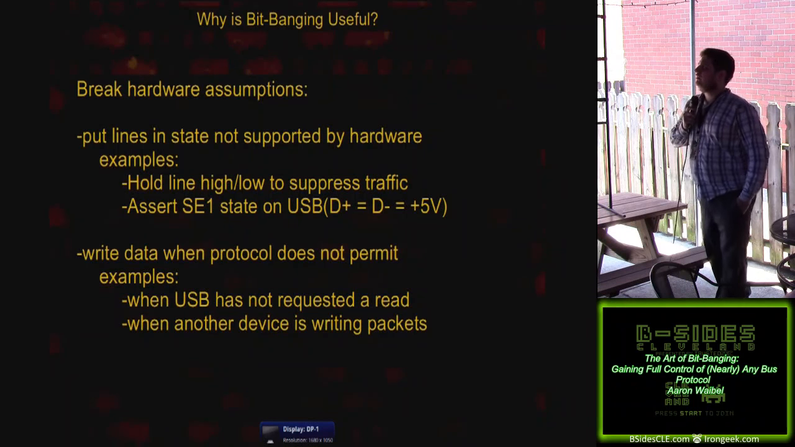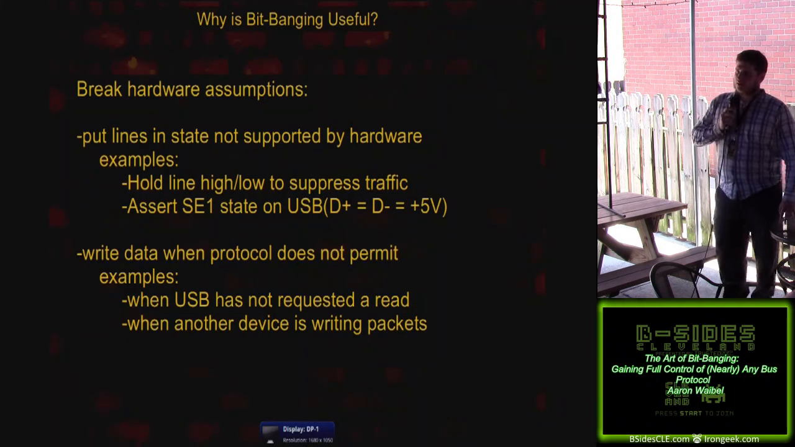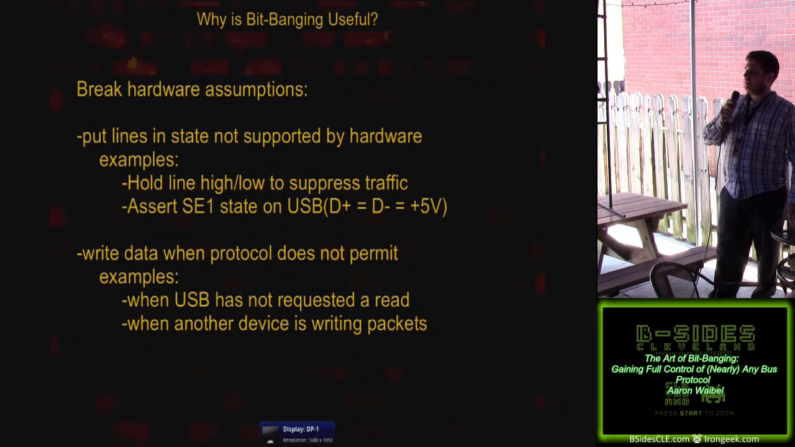Another thing you can do is break certain hardware assumptions. The transceivers know what the protocol allows, and so there's certain things that the transceivers won't allow. For example, on USB, the two main data transmission lines, D plus and D minus, can be opposite of each other, or they can be the same voltage as each other, but low. But one state that's not permitted is for them both to be high at the same time. That's something that'll probably screw up your hub if you do it. You can definitely mess with the USB traffic. The other thing you can do is just hold those lines low and not let anything send data on the bus.